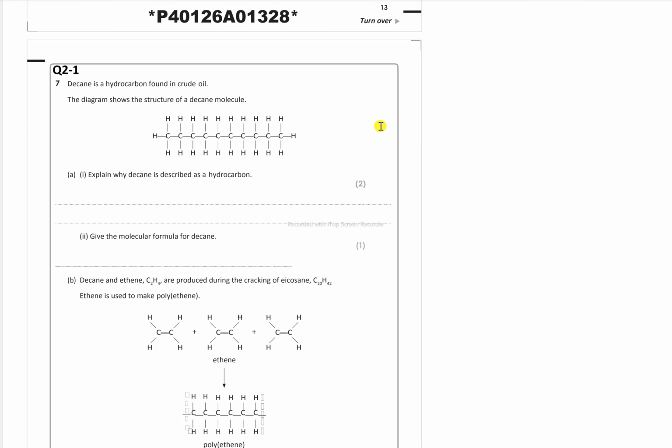What's the definition for hydrocarbon? It's a molecule that contains only hydrogen and carbon atoms. So look, I've said only, and then I've said hydrogen and carbon atoms.